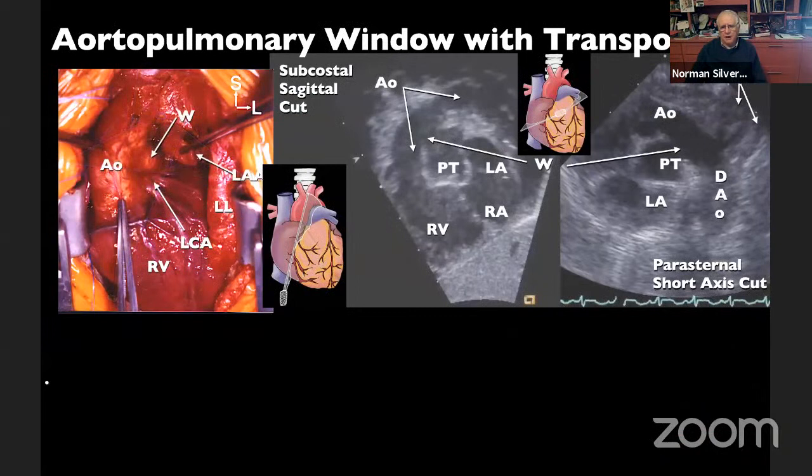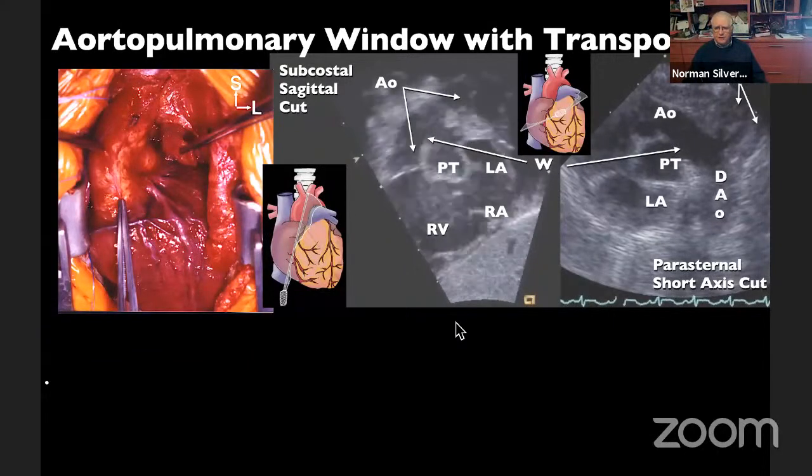And here is another rare example. Conotruncal defects may occur together. So here's an example of transposition with an aortopulmonary window. This is just all you can see of the pulmonary trunk, but here shows the window very beautifully. Again, an intraoperative example that I took of one of my patients who had this.